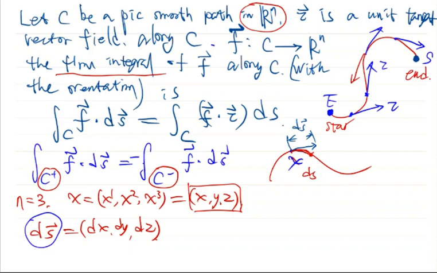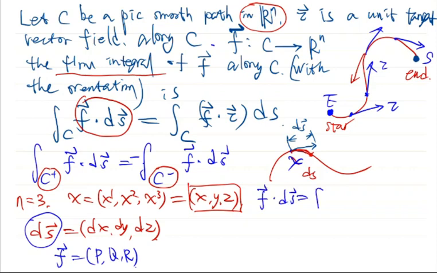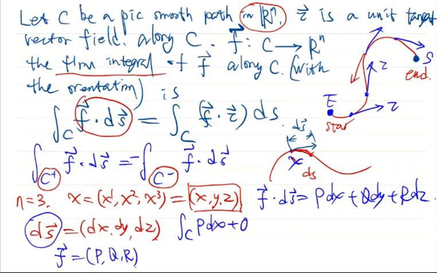So if f is a vector valued function with components p, q, r, then the flow integral is p dx plus q dy plus r dz. So we will often encounter such an integral, p dx plus q dy plus r dz. This is nothing but our flow integral.